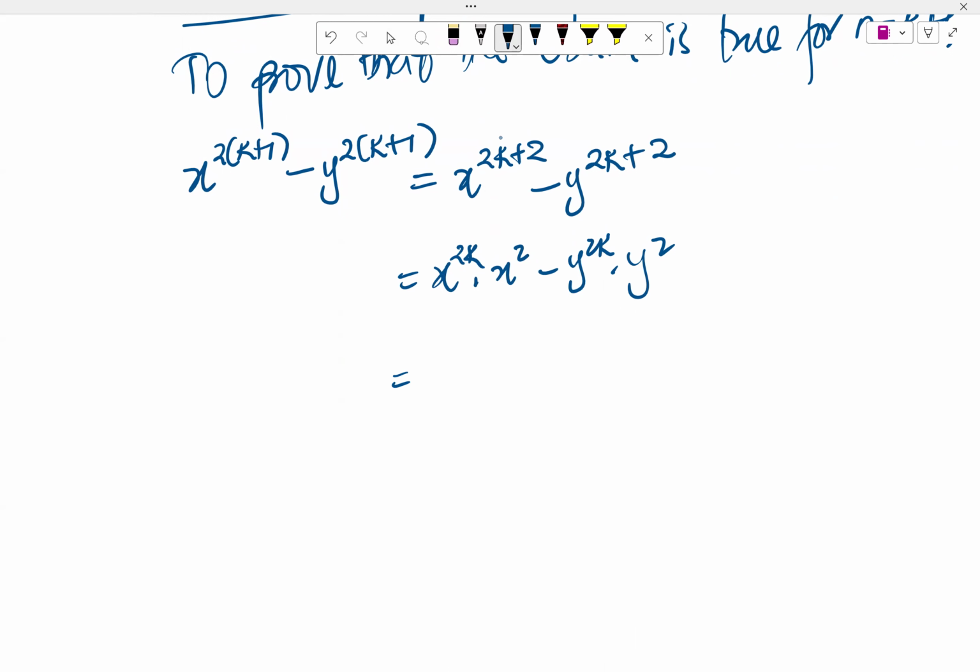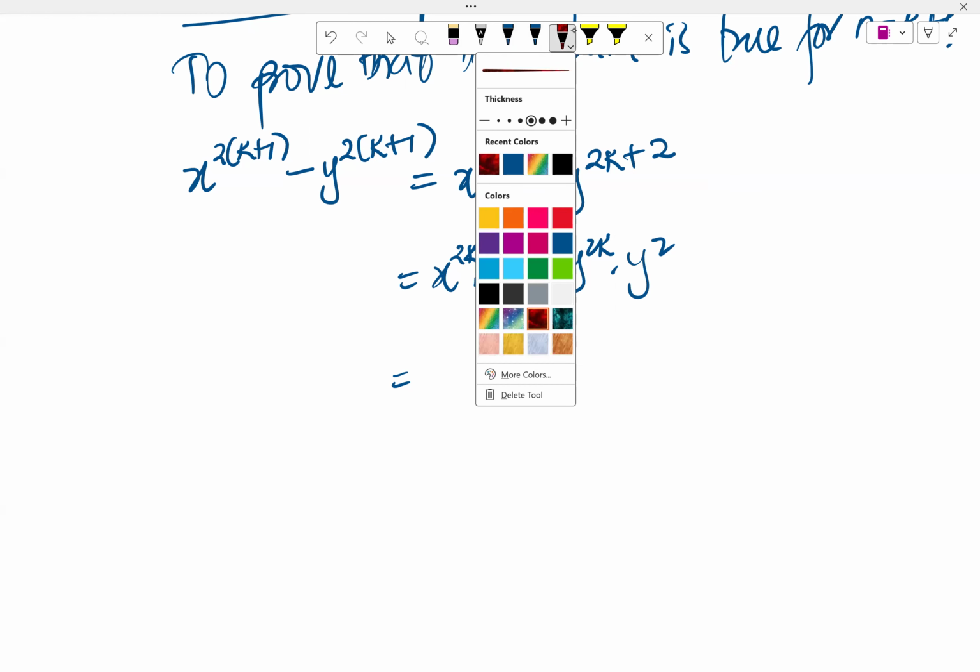Now, here we need to make a smart move. If you add 0 to something, nothing has changed, right? And one way to add 0 is add something and subtract that thing. The reason why we want to do this is because we need to balance this out. So let me change the marker here to show that we are going to make a smart move around here.